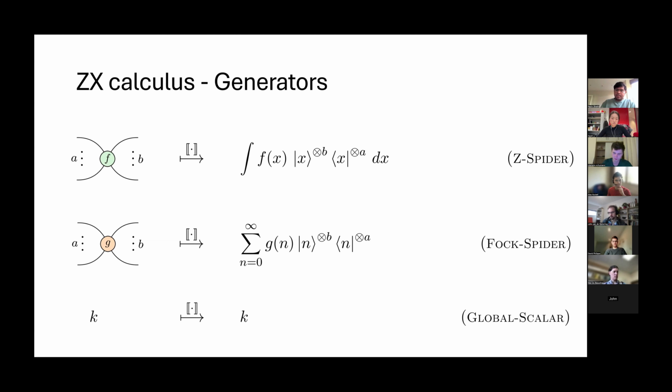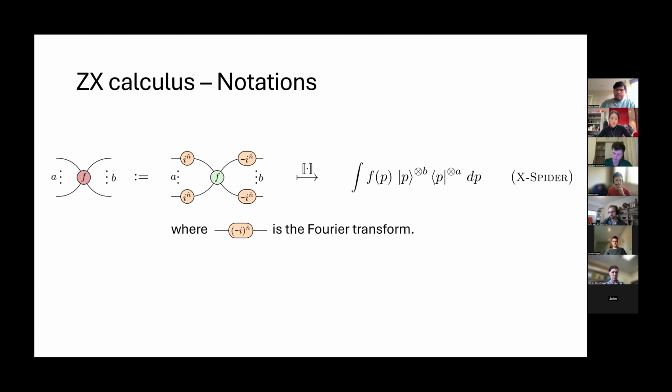Now, using just the Z spider and the Fock spider, we can define the X spider as a notation. The Fock spider diagonalizes the Fourier transform. So this minus i to the n is the Fourier transform in the Fock basis. Using that, we can put the Fourier transform around the Z spider to obtain the X spider. And the X spider matches the momentum basis and applies the coefficient f of p.